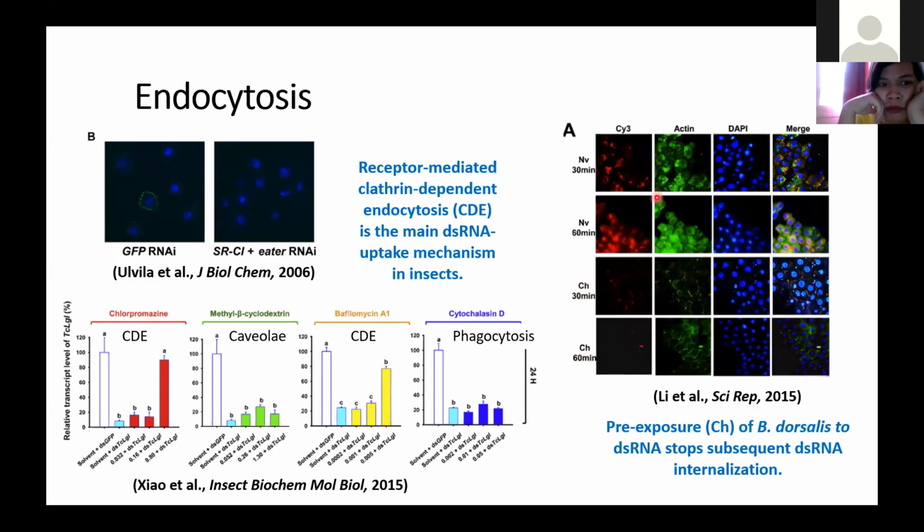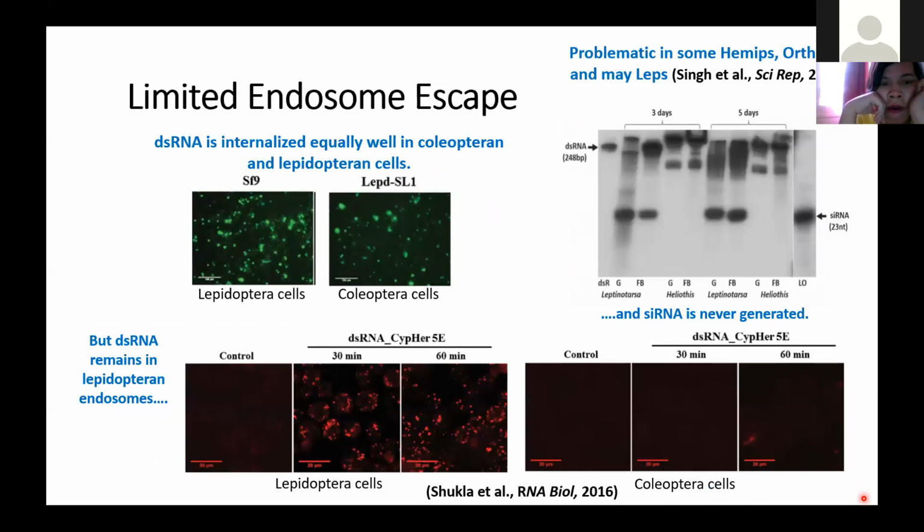However, naive cells could internalize double-stranded RNA just fine. So this issue needs to be investigated in other species, especially when RNAi is going to be employed as an experimental technique, because pre-exposure could limit RNAi efficiency of subsequent double-stranded RNA. So a more widespread issue that really seems to impact a lot of insects is limited endosomal escape.